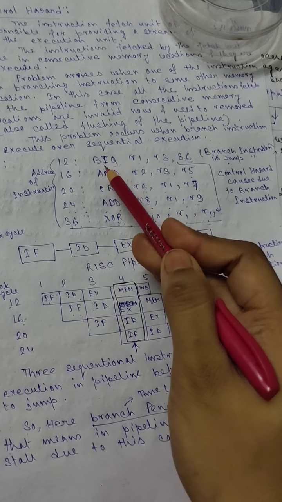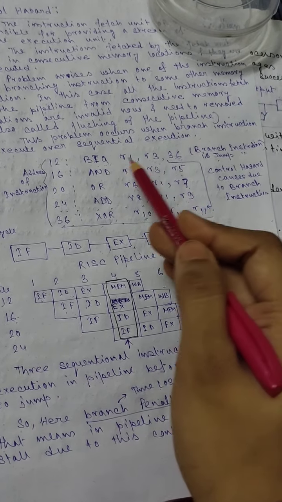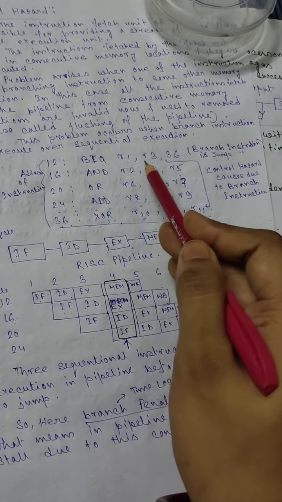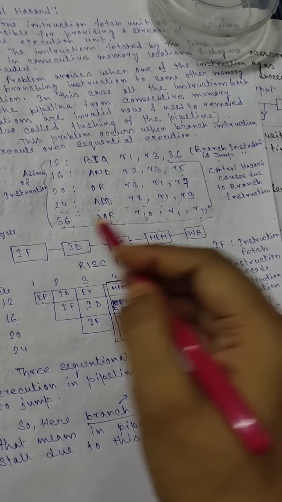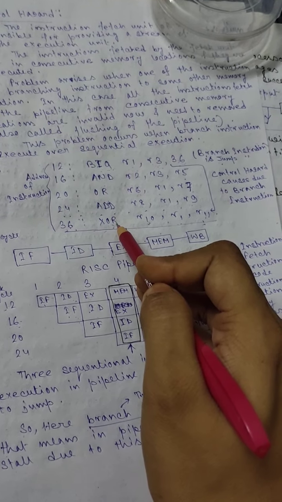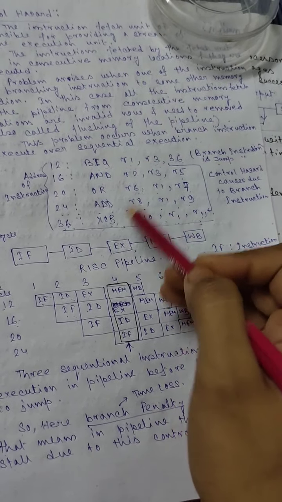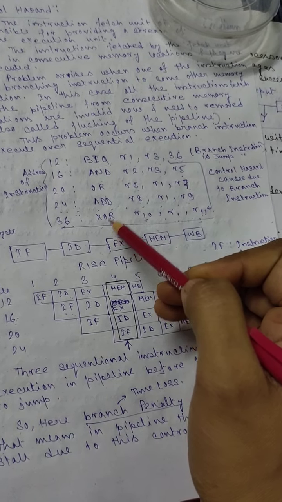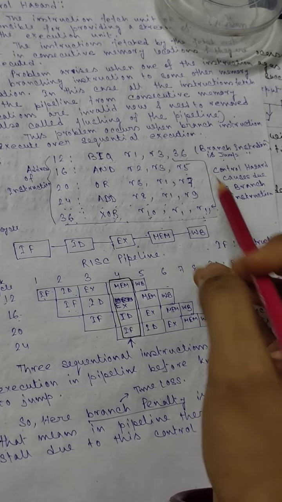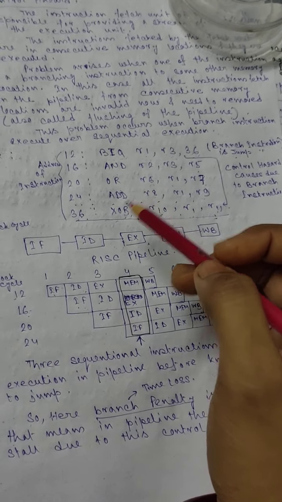So this branch if equal means: after comparing R1 and R3, if these two are equal, it directly jumps to address 36 for the XOR operation. So a branching instruction is also a jump instruction, and this control hazard occurs due to this jump instruction, or due to this branching instruction.